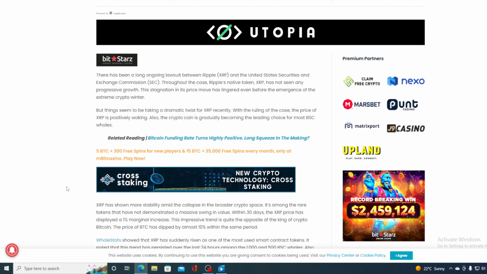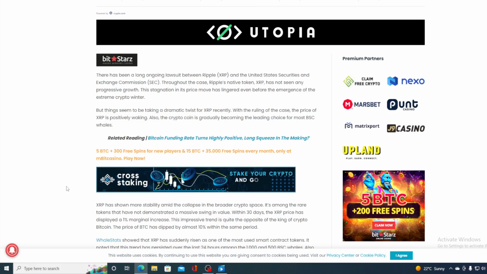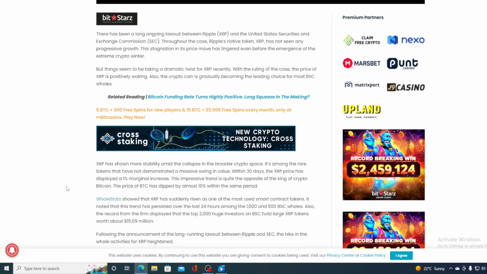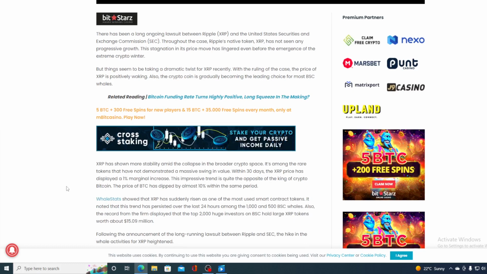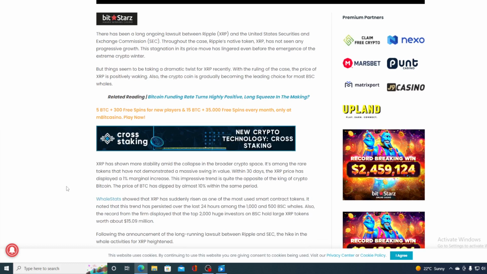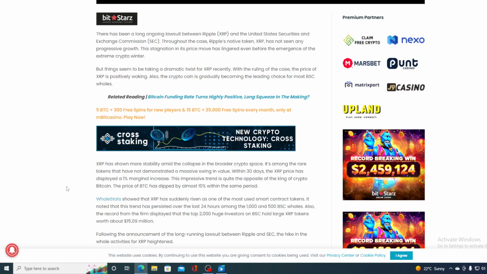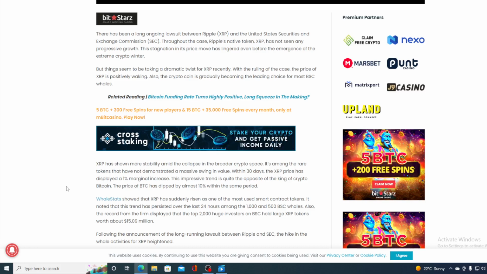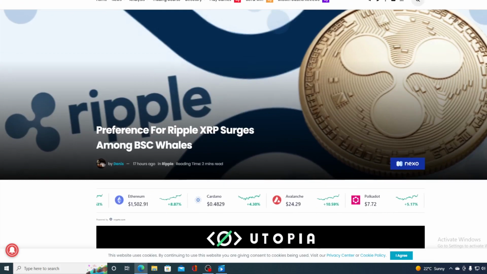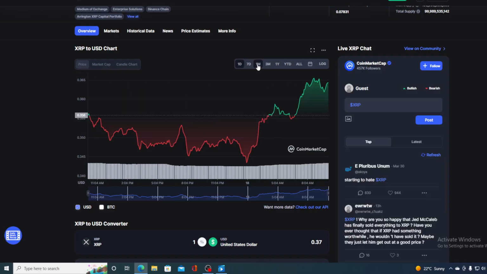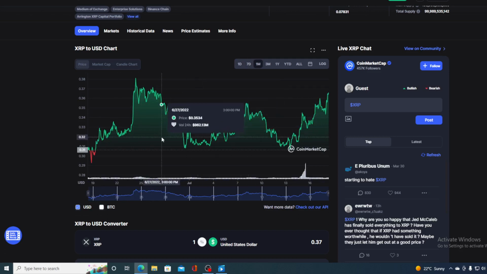Now, whale stats show that XRP has suddenly risen as one of the most used smart contract tokens. It noted that this trend has prevailed over the last 24 hours amongst 1,500 BSC whales. Also, the record from the firm displayed that the top 2,000 huge investors on BSC hold large XRP tokens worth about 15.09 million. So guys, whales are noticing the XRP potential. If we go back to the chart and look at the last month's price movement, the potential is obvious.